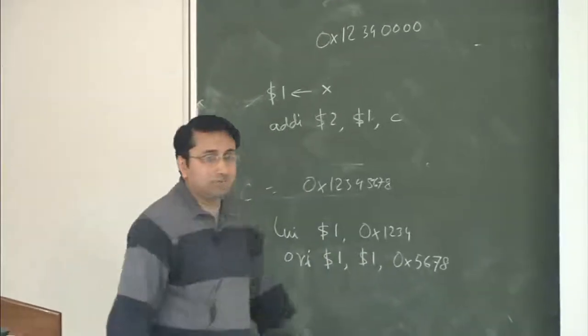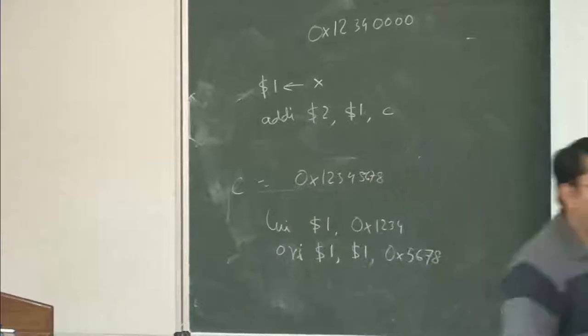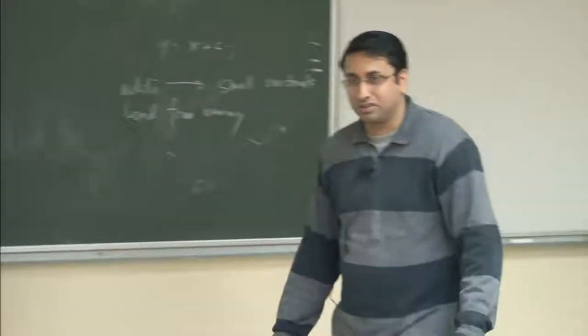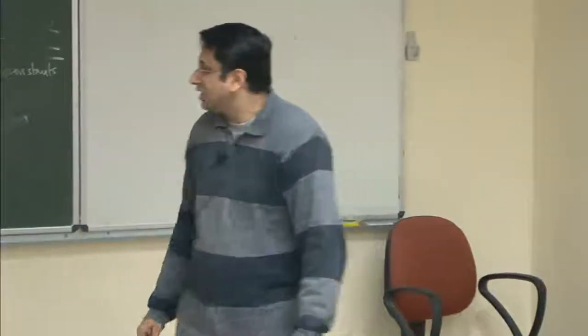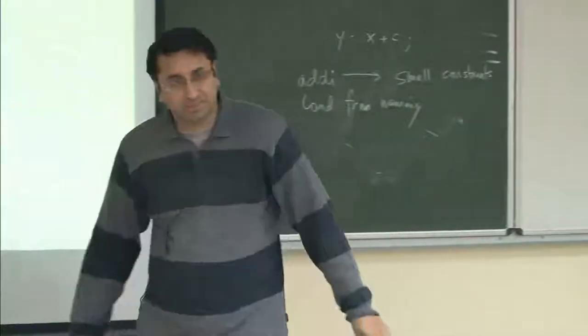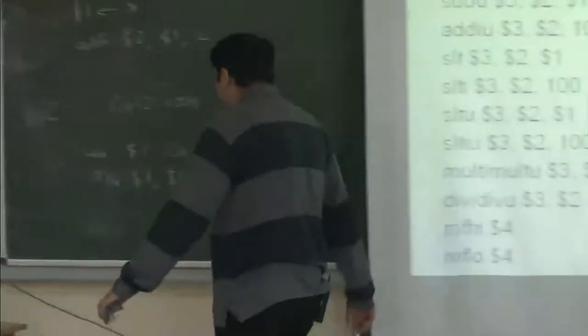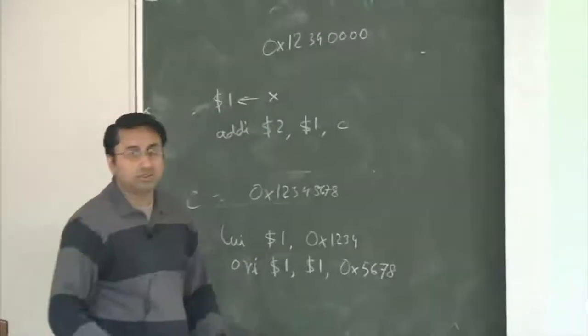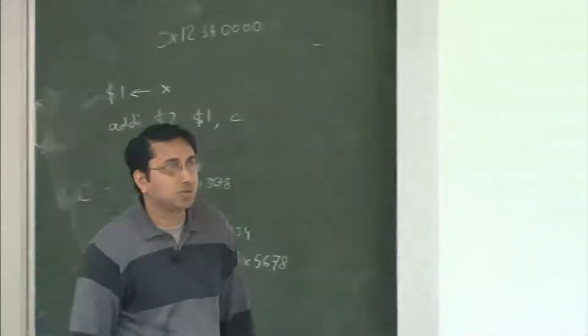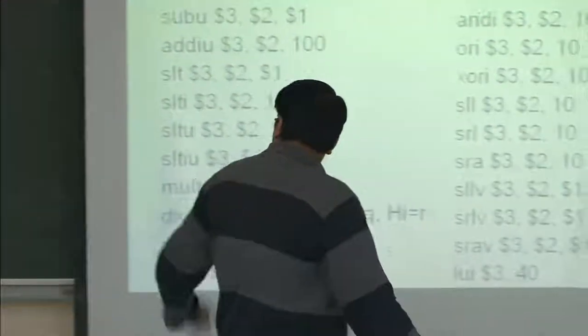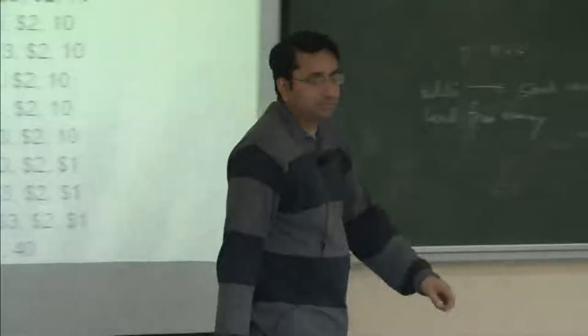So this is what a good compiler would generate. It would avoid invoking the adder, because addition is usually not a single cycle operation. You take more cycles. But OR is an easy operation. You can do it in a single cycle. So this is the biggest use of LUI, loading a large constant in a register, in two cycles.